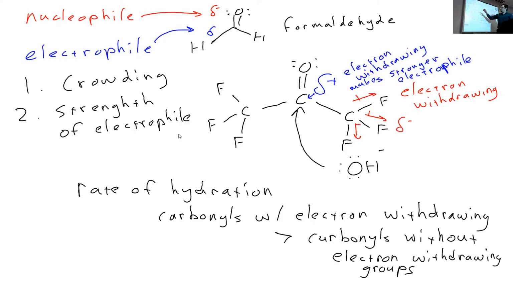So these two main factors, crowding and the strength of our electrophile, which is affected by electron withdrawing groups, will have a large effect in the rate of our reactions with our carbonyls, specifically hydration, but we'll also see that this will have a similar effect with other reactions as well, which we'll look at later.